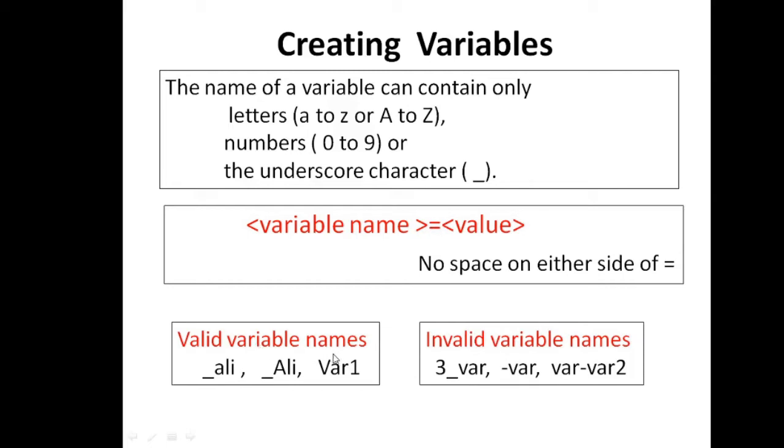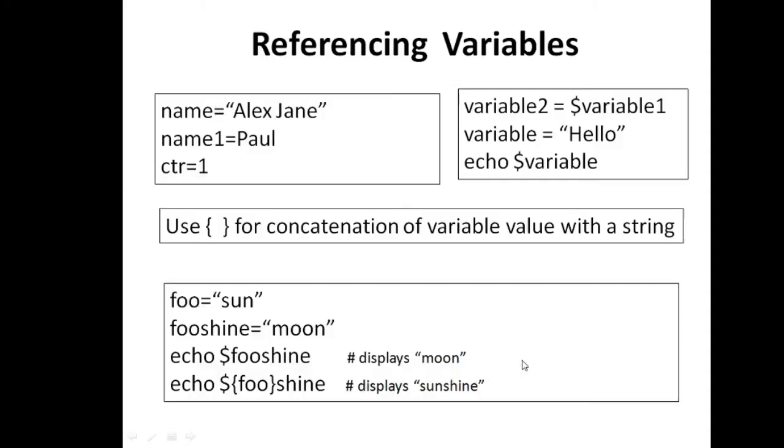So these are all the valid variable names. Ali, ALI, these two variables are different. And these are all invalid variable names. So a variable name should not start with a number. It should not have a hyphen. Here you can see that there is a hyphen again.